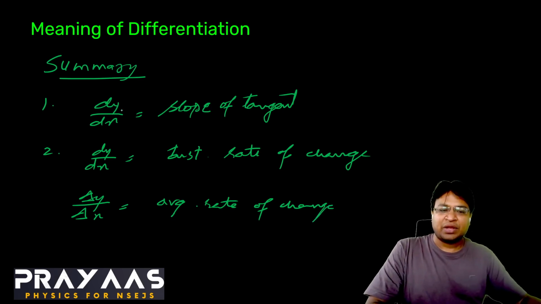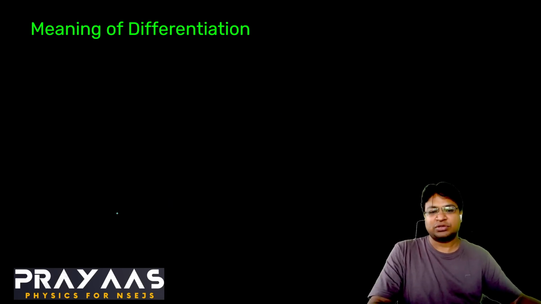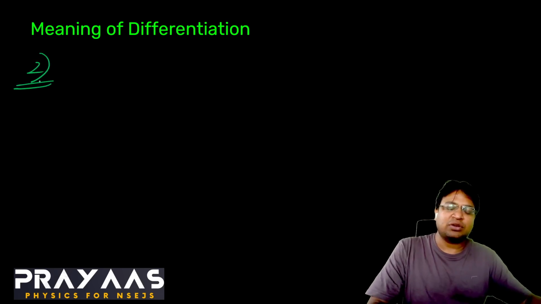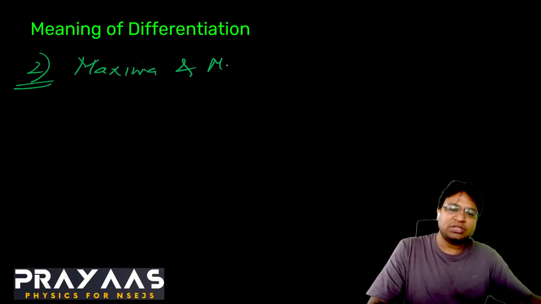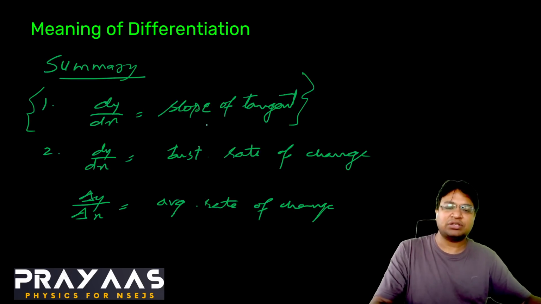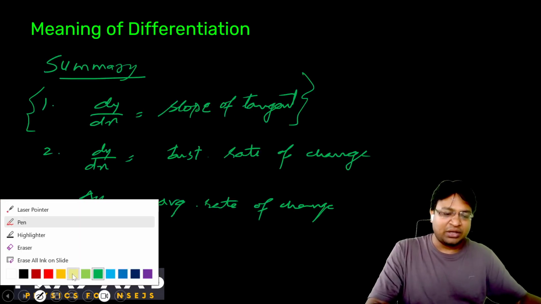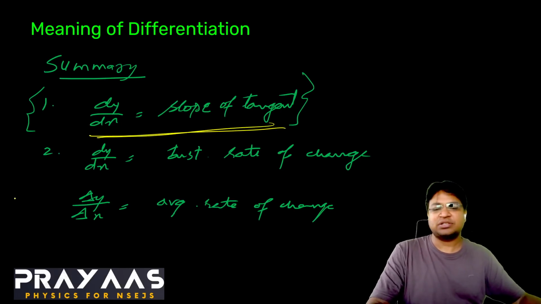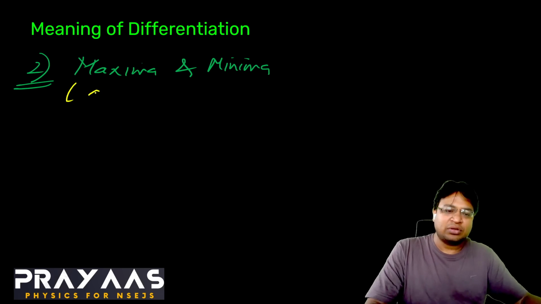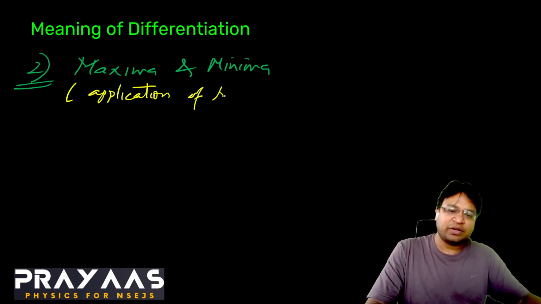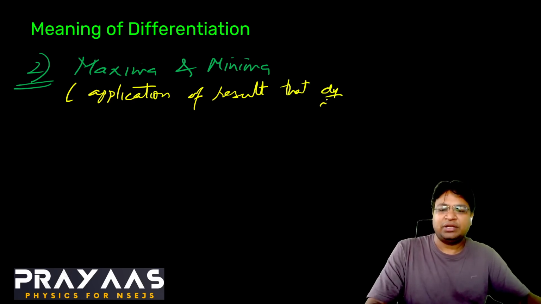Now we can use this to make further conclusions. The second conclusion is about maxima and minima. This would be an application of the result that dy by dx indicates the slope of tangent. So I'll write it here: this is an application of the result that dy by dx is equal to the slope of tangent.